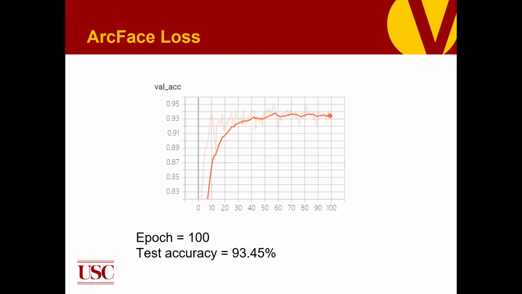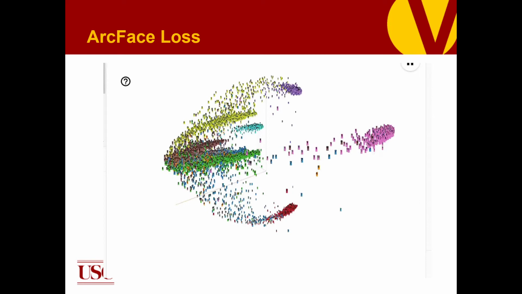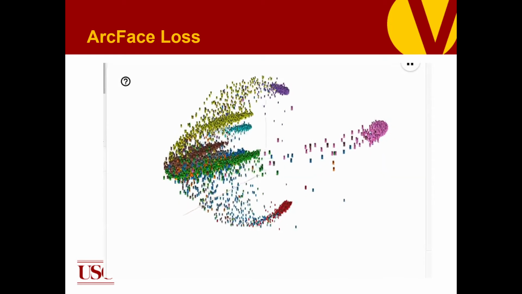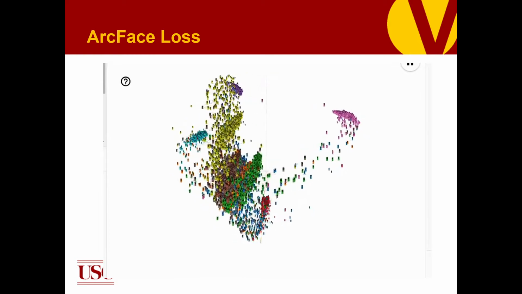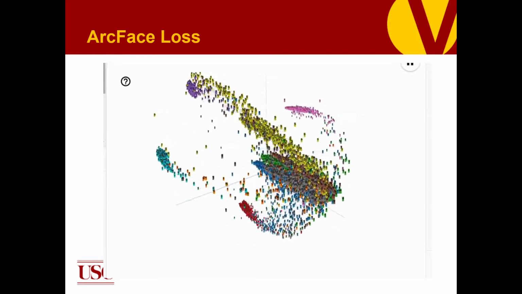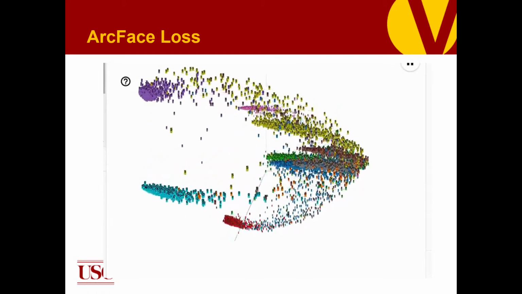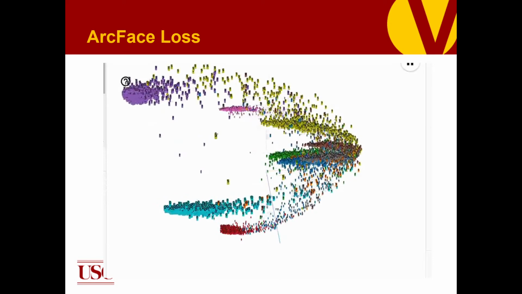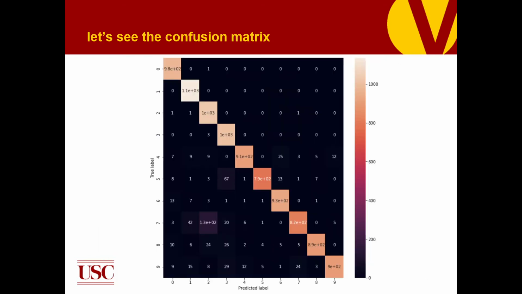Next is ArcFace loss. We trained it with 100 epochs and the accuracy is 93.45%. We can see there is an angle between each majority class, and for the minority class, they aggregate in the center, and they cannot be sharply separated. This is the confusion matrix of ArcFace loss. We can see for the number 7, there is a large amount of number 7 misclassified as number 2.